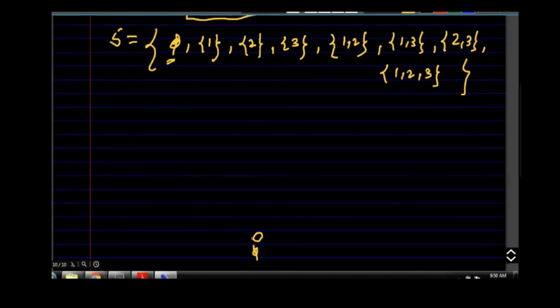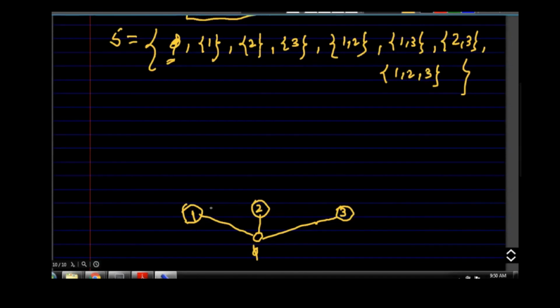So let us write this. This phi is a subset of 1. Phi is a subset of 1. Am I right? Then this phi is a subset of 2. And this phi is a subset of 3 here. So these are the second level nodes: 1, 2, 3.